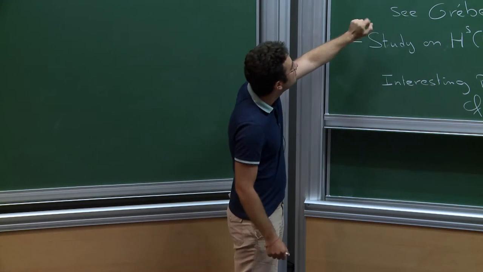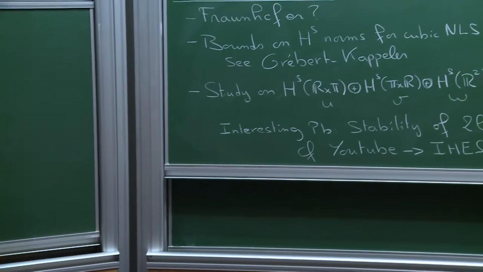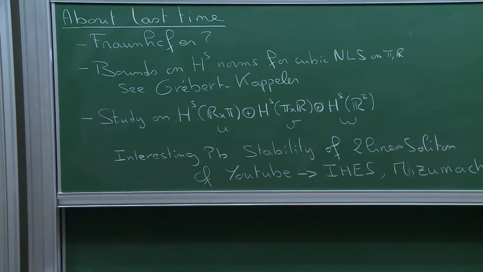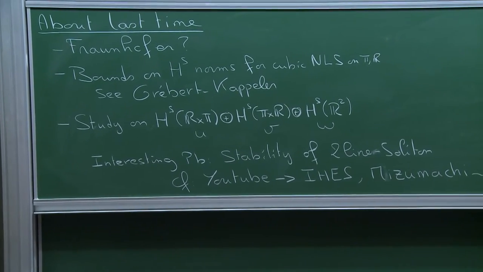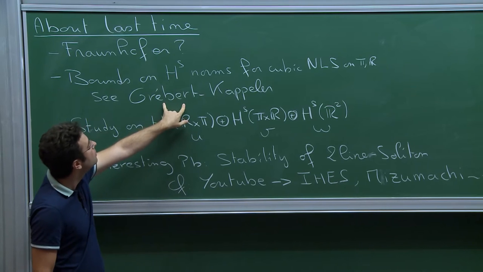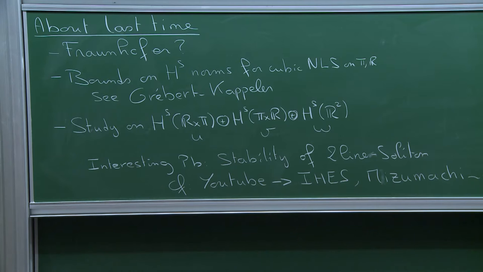One other remark: I mentioned the results on bounds on HS norms for the cubic NLS on T and R, and my references were maybe not quite right. At least I forgot the work by Cappeller and Graeber, who also worked on that.